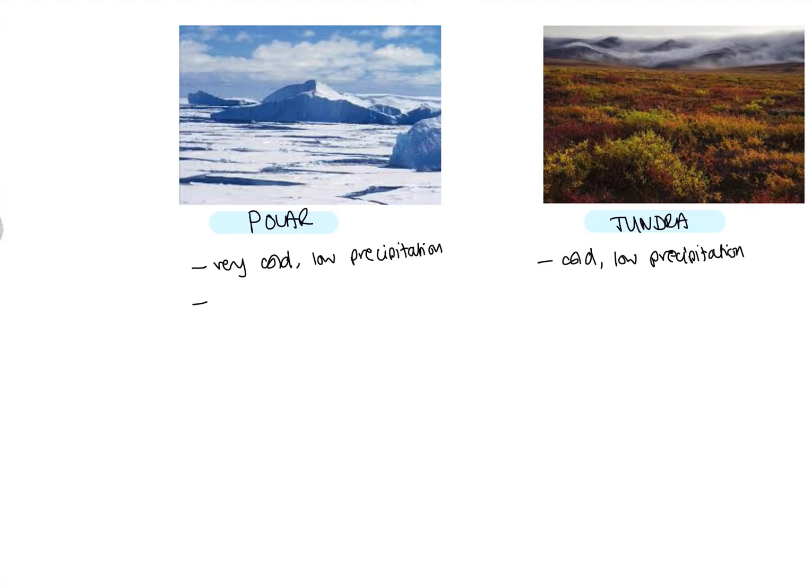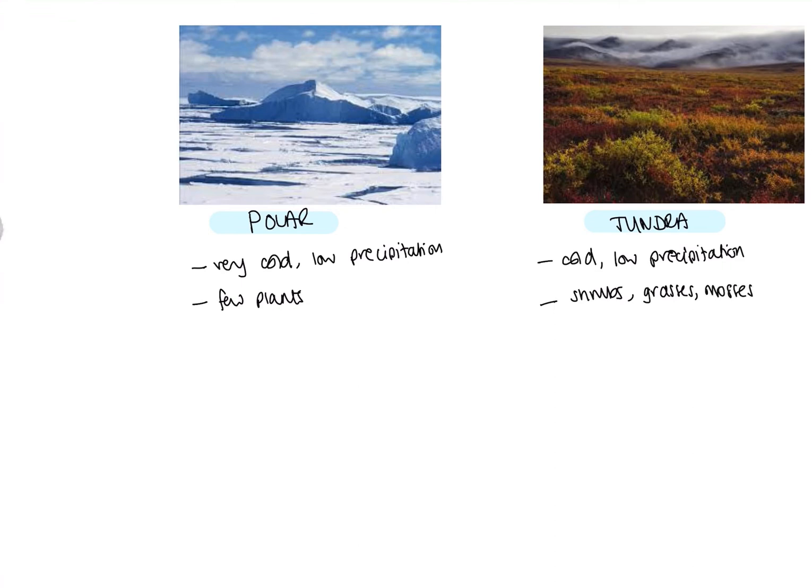Let's think about the plants then. So in polar environments, a clue in the picture really, we're getting very few plants, mostly mosses or grasses, potentially on the coast. If we think about tundra environments, here we can see that plant life is slightly more abundant. So here we're getting some shrubs, so those we can see in the picture. We've got some grasses, some mosses as well.